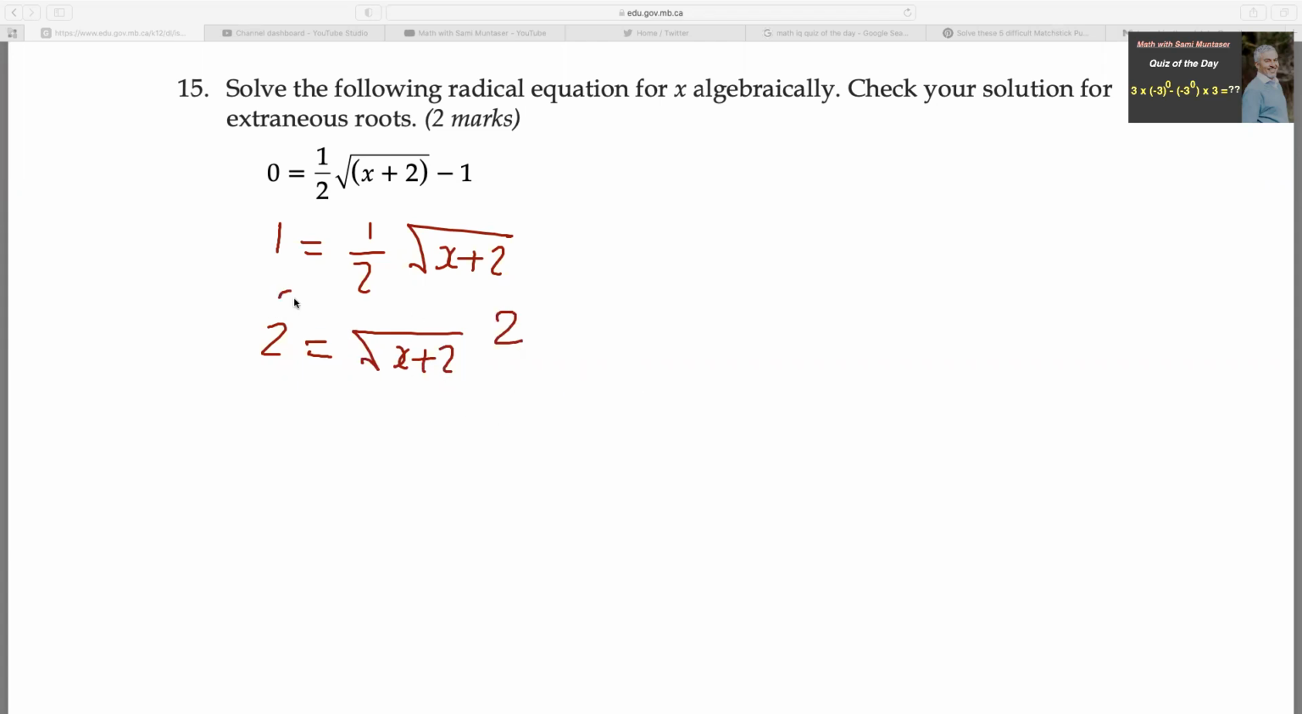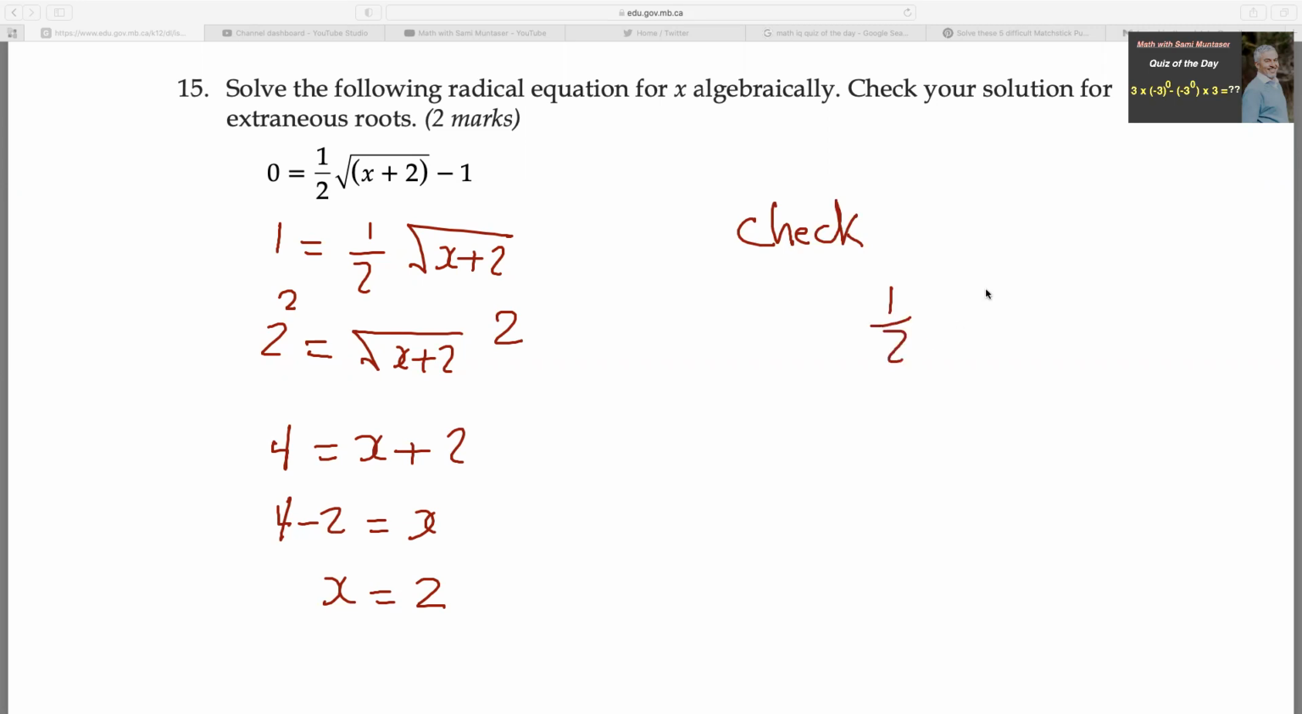So I'm just going to throw a square here and a square there. So that's going to give me 4 equals x plus 2. And then move the 2 to the other side. So 4 minus 2 equals x, and therefore x equals 2. Now check. So to check, I'll put 1/2, and instead of x, I write the 2 there, plus 2, minus 1. 2 plus 2 is 4, square root of 4 is 2. 2 times 1/2 is 1. 1 minus 1 gives you 0. Yes, this is the right answer. It's not extraneous. And this is done.